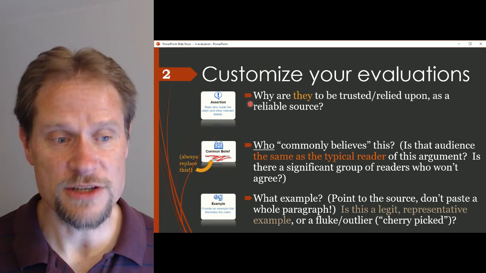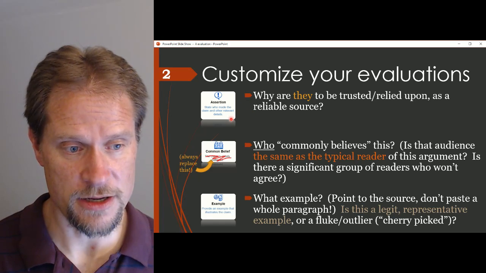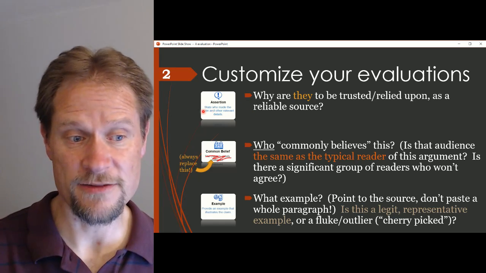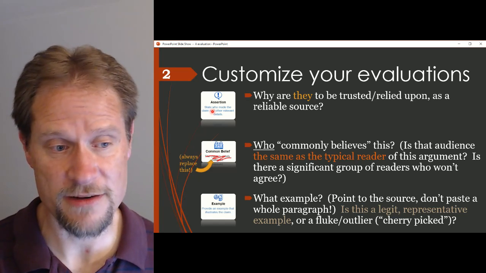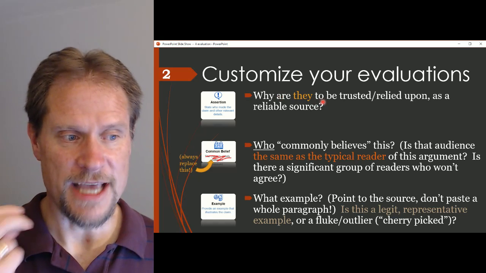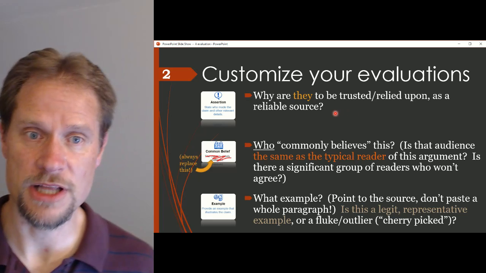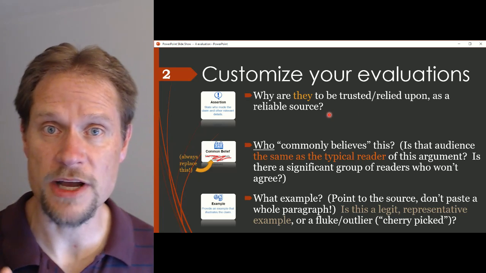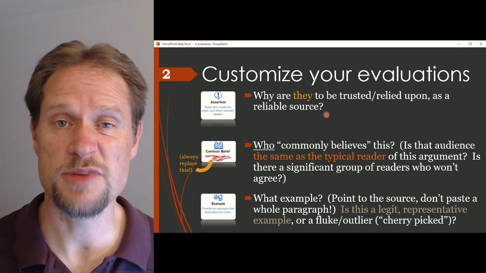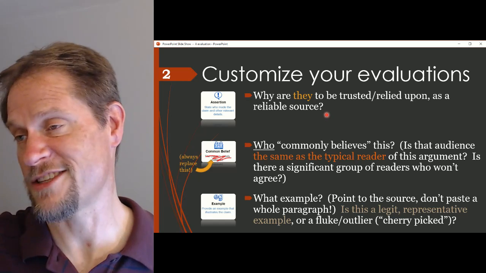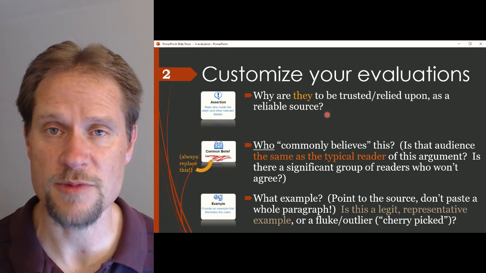So the question you need to ask and answer in here, right? So first you need to identify the author and any relevant details about the author to kind of identify them. And then you need to answer this question. Why are they to be trusted or relied upon as a reliable source? And you could come out either way on this, right? So you could say, yeah, I'm prepared to trust this person, right? They seem to be knowledgeable. They're confident about this. That's good enough for me, right? That could be a potential evaluation that you write in your basis box, right?